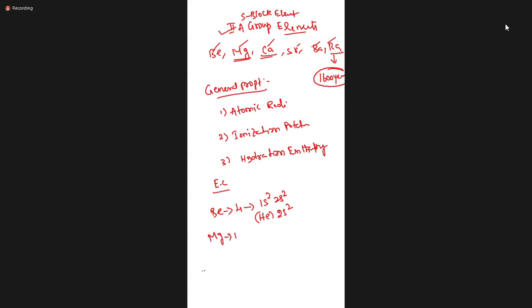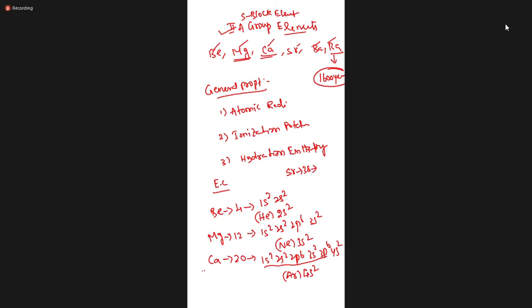Magnesium atomic number is 12. So 1s2, 2s2, 2p6, 3s2. And neon 3s2. Correct. Calcium atomic number 20: 1s2, 2s2, 2p6, 3s2, 3p6, 4s2. So instead of this you can write argon 4s2, which is the electronic configuration of calcium. And strontium 38, directly I am writing krypton 5s2.